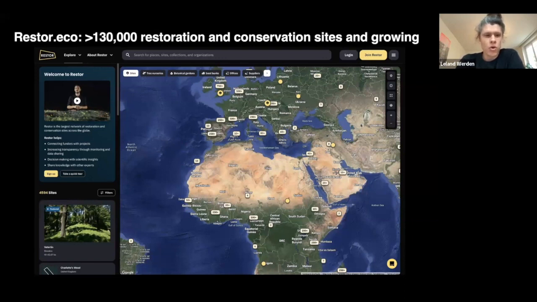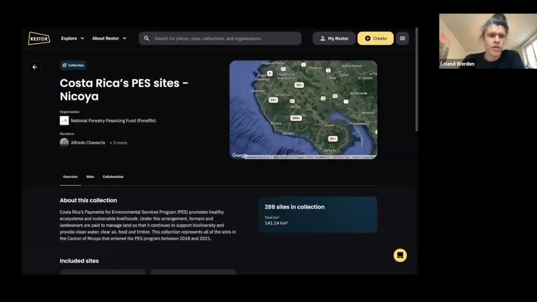Essentially you can go on Restore, it's completely free. Hopefully some of you already know about this, and you can put your projects on the platform to show what you're doing. You can have a short description of it, and you can also use this to find other people that are working in your area. So for example, if you zoom in closer, this is an example in Costa Rica of a really large scale payment for ecosystem services system, in which farmers are given incentives for restoring and conserving their ecosystems.